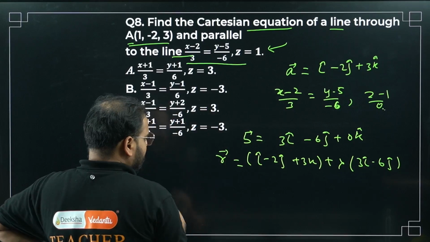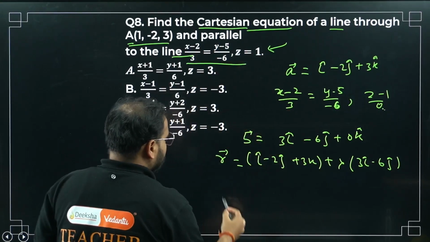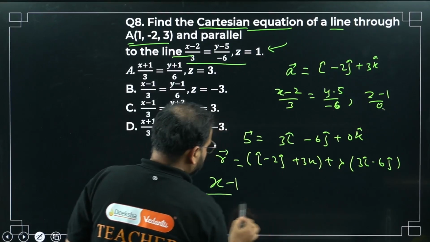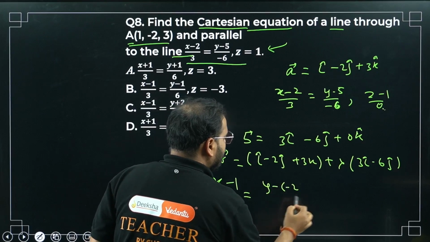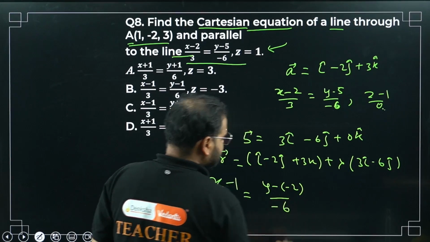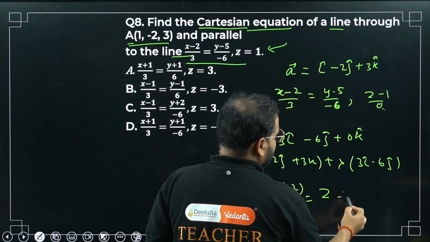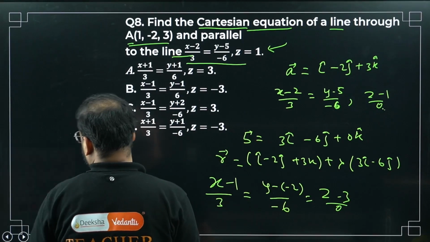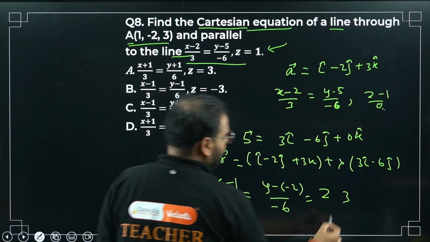Okay, so if you check here, they're looking for the Cartesian form. How do they write it? Please check. So x minus 1 from here upon 3. What about this? y minus of minus 2 upon what? Minus 6. And what is this? Please check. z minus 3 upon 0, right? So I can write this simply as the last one as z equal to 3. Correct? z equal to 3.